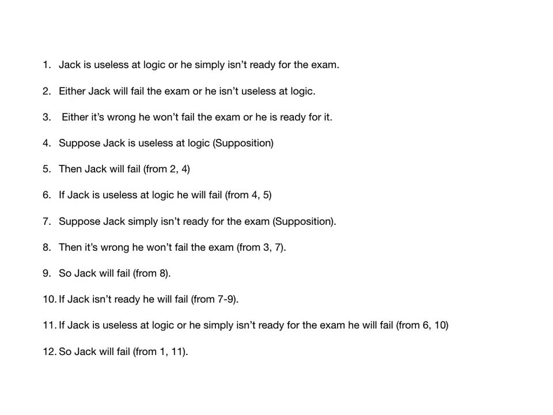Gets us 11: if he's useless at logic or he simply isn't ready, he will fail. Six says if he's useless, he will fail. Ten says if he isn't ready, he will fail. Twelve, he will fail, right? Because one says he's either useless at logic or unprepared. Eleven says if he's unprepared or useless at logic, either one, he will fail. So that gets us our conclusion.